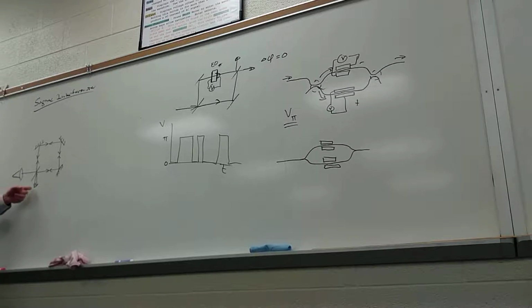So what should we get here? What's the path difference between those two directions around the ring? 0. So we should just get all of this incident light showing up here on a screen, right? Or the detector. So why the heck would this be interesting?